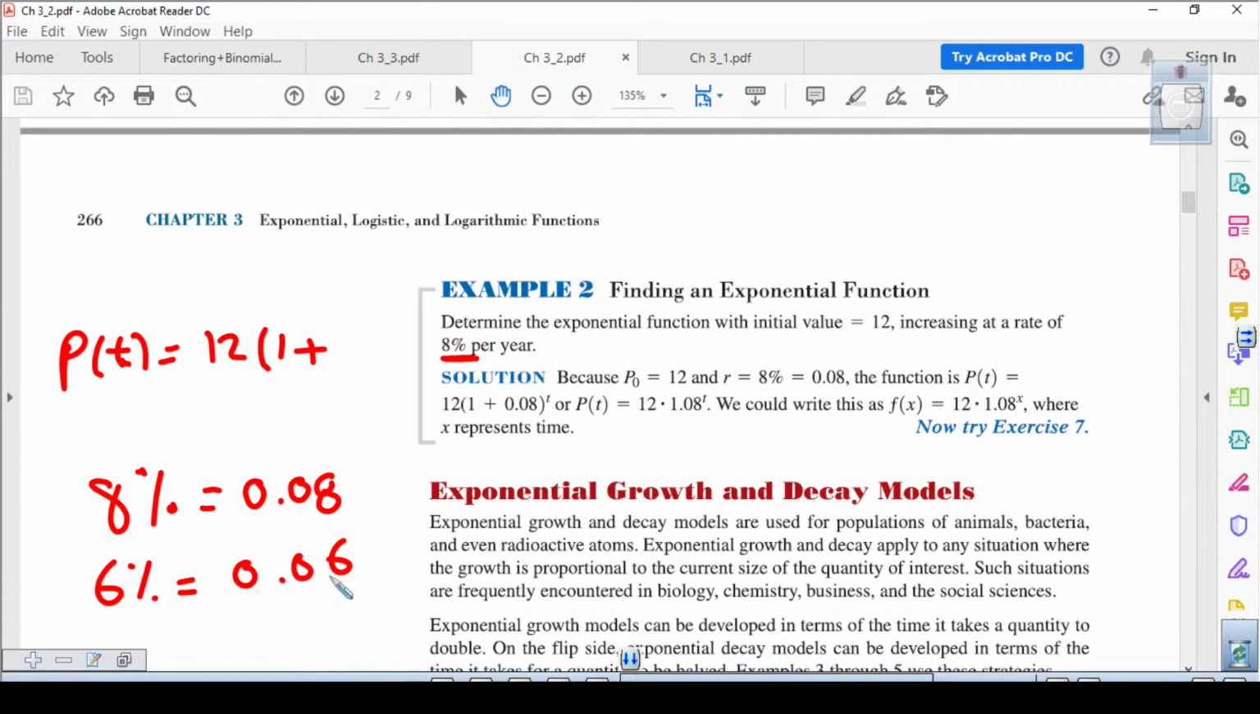0.06. Good job. Okay, so that's 0.08, 0.08. Well, right off the bat, do you think this is going to increase or decrease? You think we're going to grow, or is this going to be growth or decay?